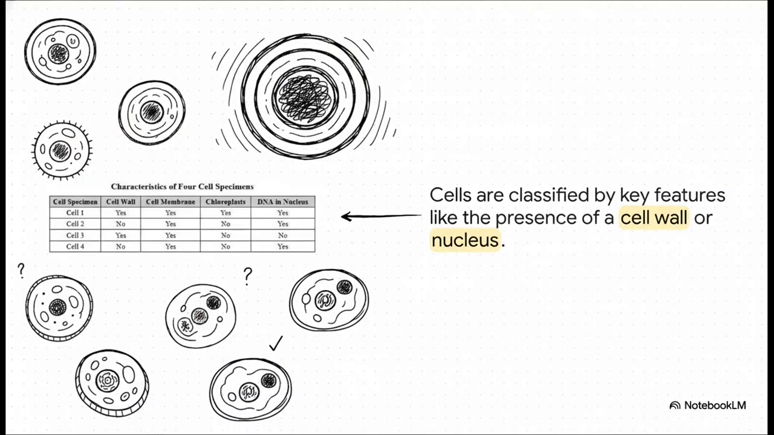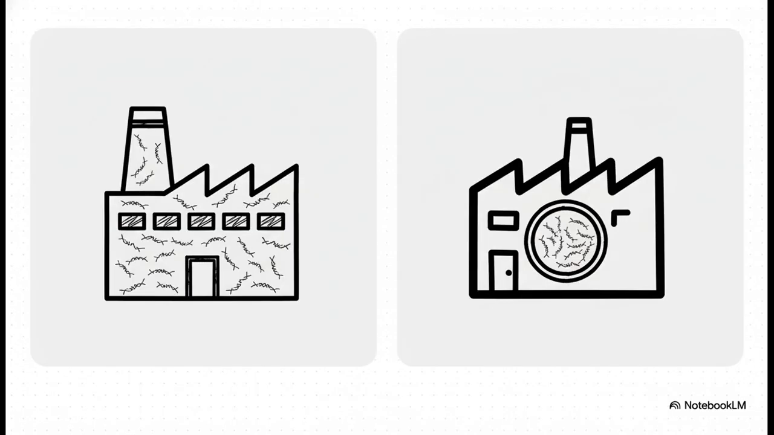You know, biologists make this look easy, and they do it by focusing on just a few key questions. Looking at this chart, we can actually classify these different specimens just by answering yes or no to a few things. But I want you to pay really close attention to that last column, DNA and nucleus. That right there, that's the single most important distinction in all of this. Yeah, that one little feature creates the biggest dividing line in biology.